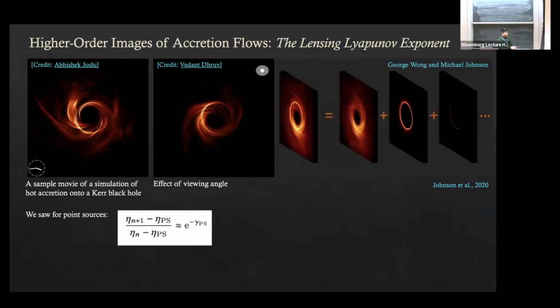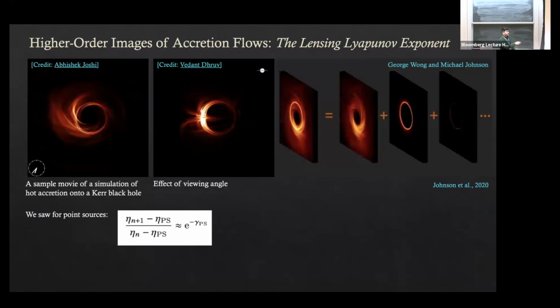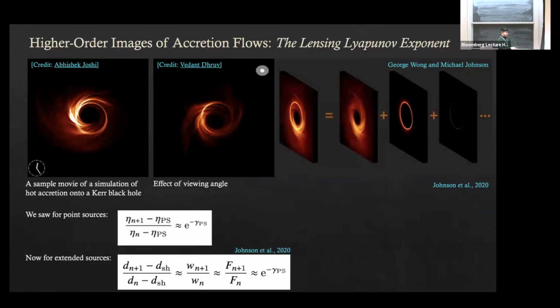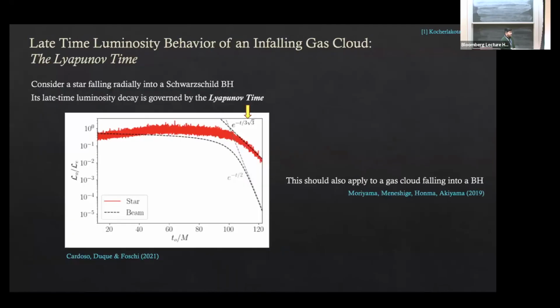We saw for point sources that this thing holds. The same thing should hold for the diameters of higher order images that you see here, diameters, widths, etc. So that's how it would work for extended sources. And in particular, like I said, the widths also scale in the same way. The fluxes that you see in those rings also scale the same way, etc.